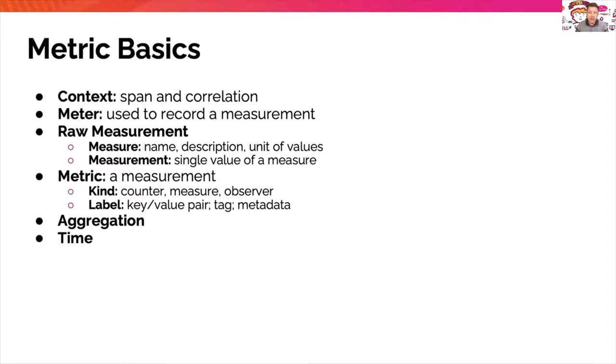So the raw aspects of a metric are the measurement. Basically the name of what you're measuring, like rate, and the actual measurement. So the values over a period of time.